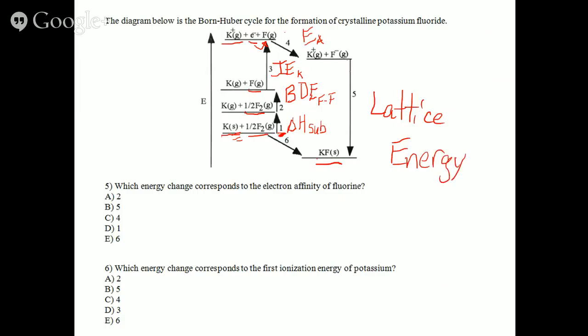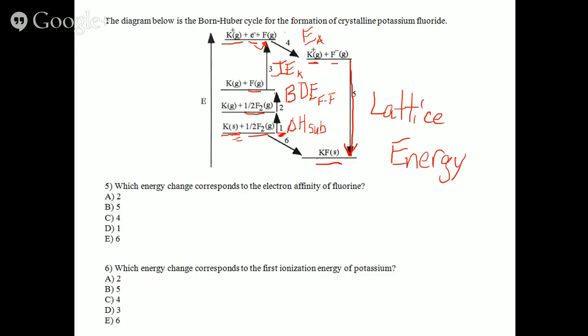Now, take a look at how much that is. That's a really big arrow. A lot of energy is released when those oppositely charged ions come together, which is why it takes so much energy to separate them. It makes sense. They're oppositely charged. They're attracted to each other. They're like magnets wanting to be stuck together, right?